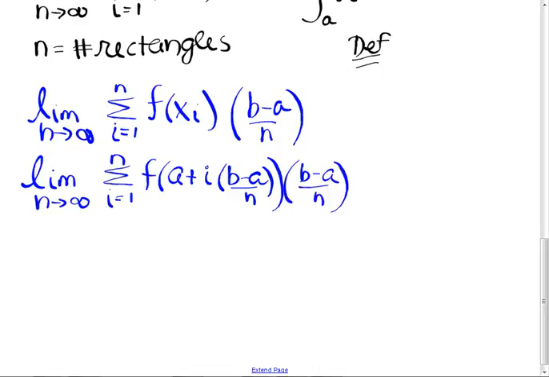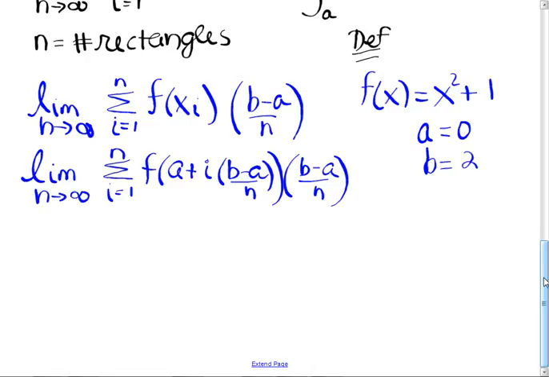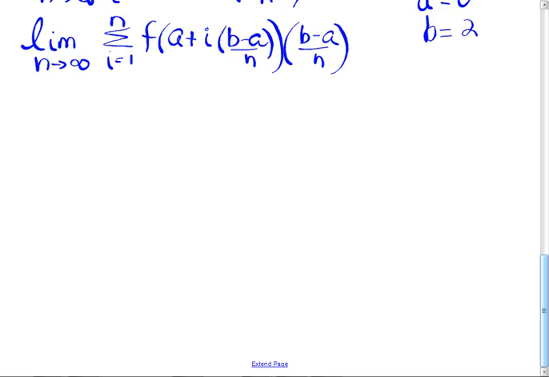And then the function we had before was x squared plus 1, and a was equal to 0, b was equal to 2, and we'll leave it as n. So let's just get this set up, and then we'll do the 5-2s, and then we'll be done. It's the limit as n goes to infinity. I know it's painful to write that. Okay, so it's x squared plus 1. So I'm going to substitute this in. It's going to be f of a was 0, so it's plus i times, what's b minus a?